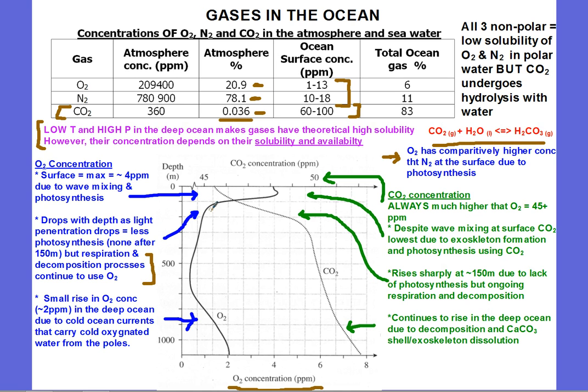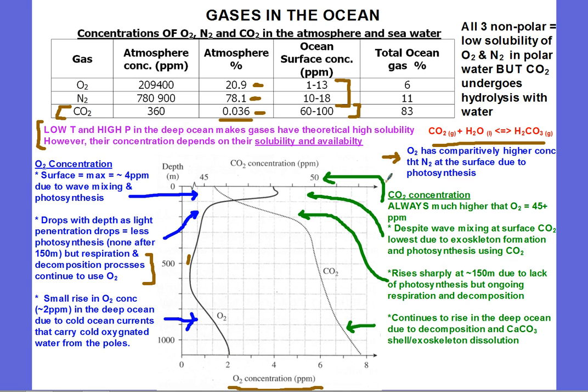So in this region here, you've stopped photosynthesis, but respiration and decomposition are still consuming oxygen. And it drops to very low values as respiration and decomposition use up a lot of the available oxygen. You do get a small rise in oxygen concentration in the deep ocean due to cold ocean currents that carry cold oxygenated water from the poles to the deep ocean.